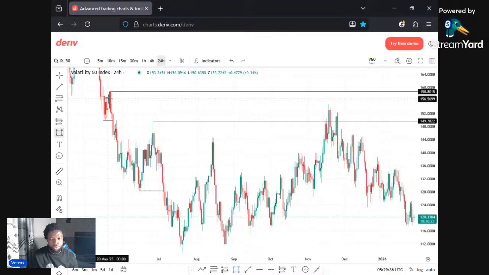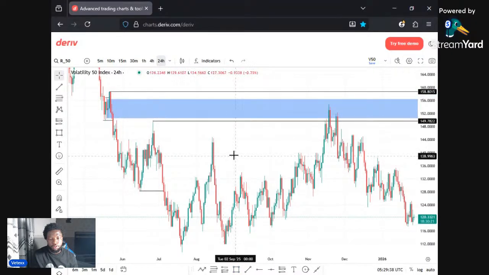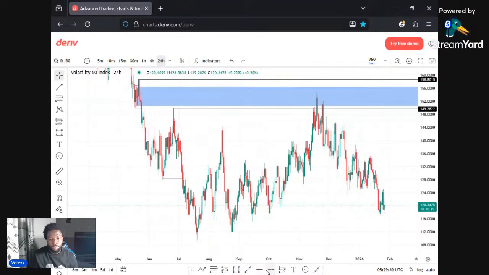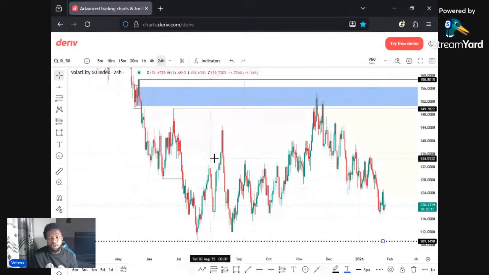And this is our point of interest. So price is going to move from here, and then this is going to be the finish point. Now let's go to the 4 hour time frame to see if we anticipate any continuation.